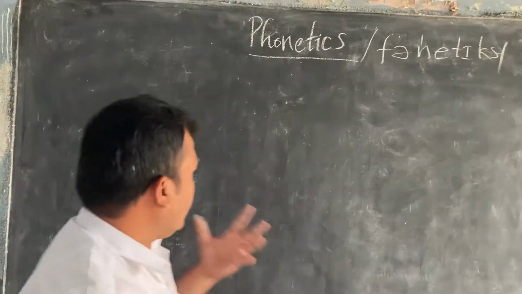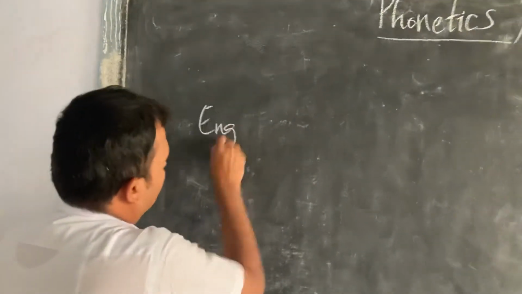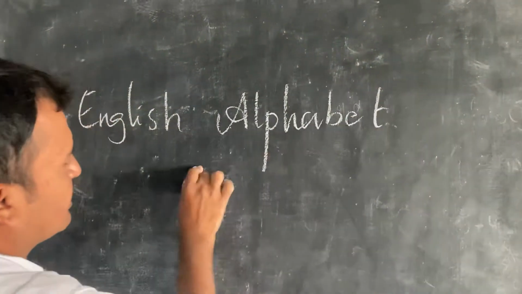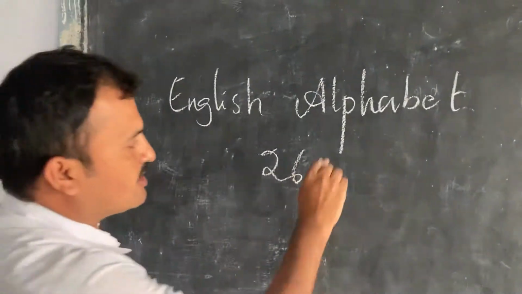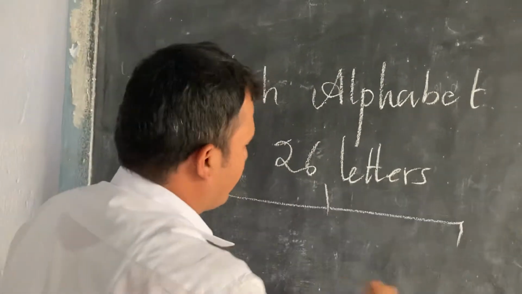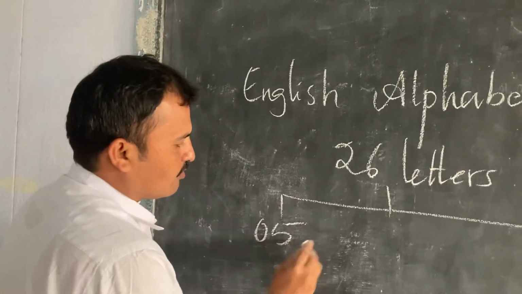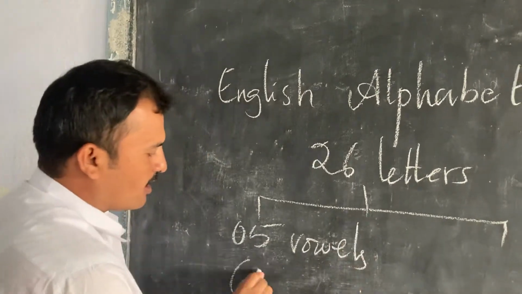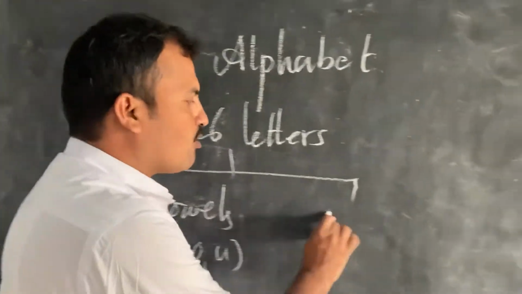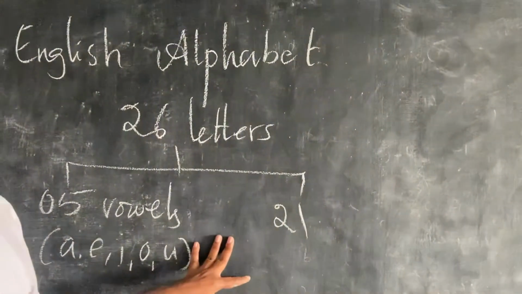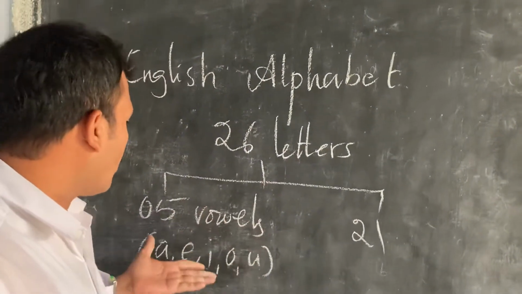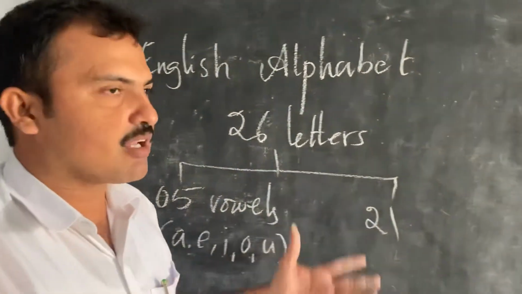In the English alphabet, there are 26 letters, out of which 5 are vowels. They are A, E, I, O, U. And the rest 21 are consonants. In the English alphabet, there are 26 letters, out of which 5 are vowels and the rest 21 are consonants.